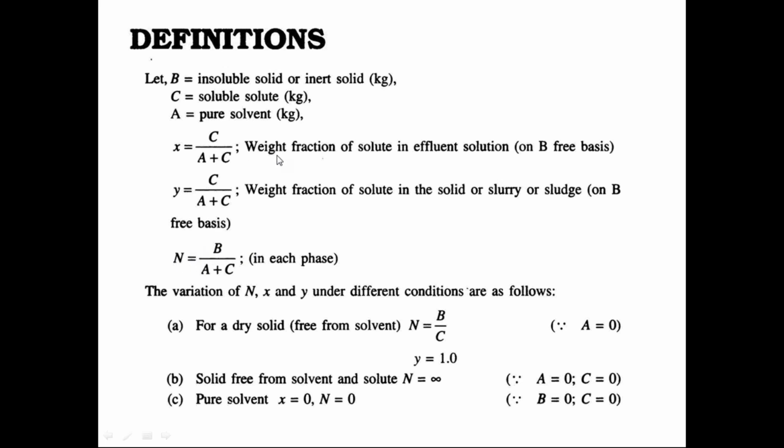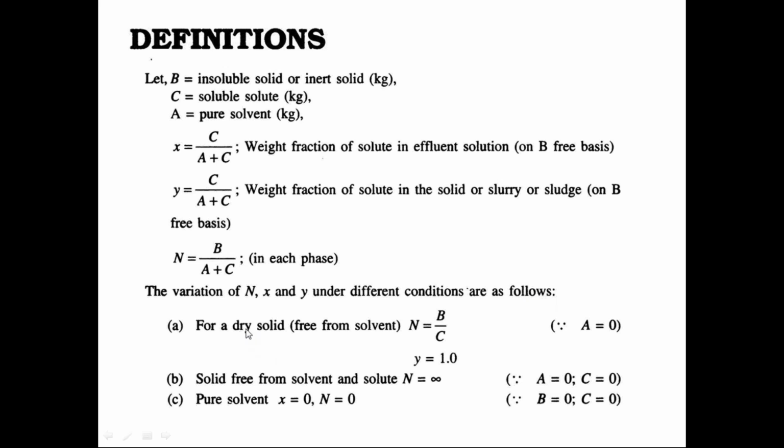In the liquid phase, n will be 0 or a small value may be present, because certain insoluble solids, due to inefficient filtration, will go along with the liquid phase. So the n value will be either low or the maximum. So the variation of n, x and y under the different conditions are as follows.